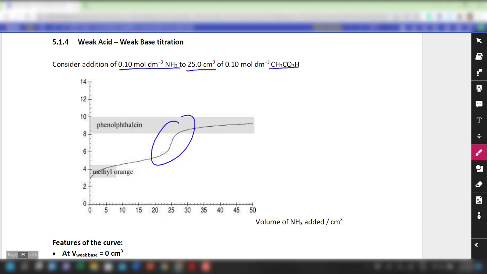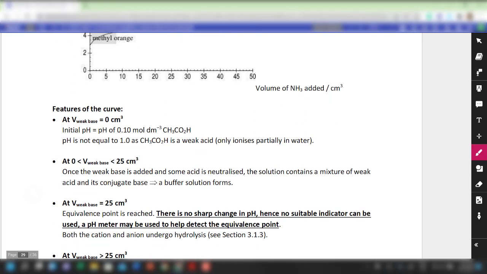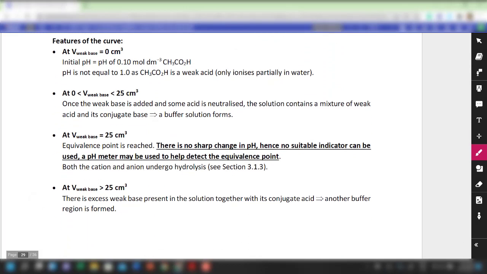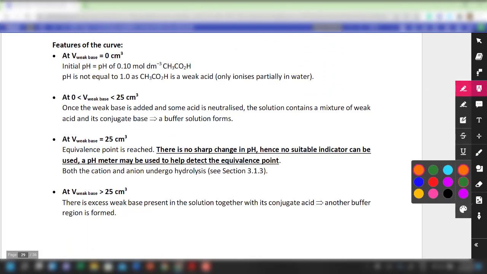So you might realize that because of this particular characteristic, it is difficult to perform such a titration using an indicator. Because if we were to use phenolphthalein, there is no region of rapid pH change which coincides with the working range of phenolphthalein. Same case goes for methyl orange. So I think what I mentioned earlier on is stated over here.